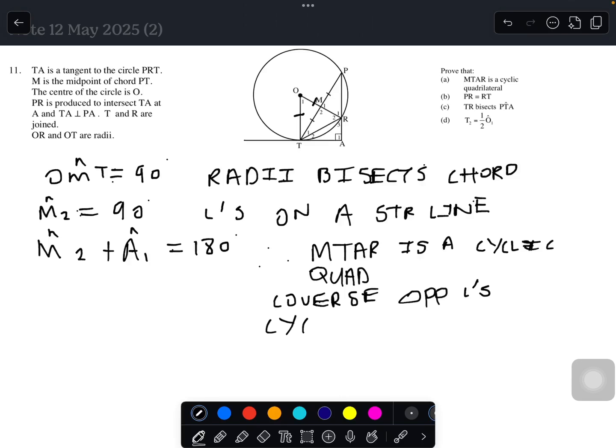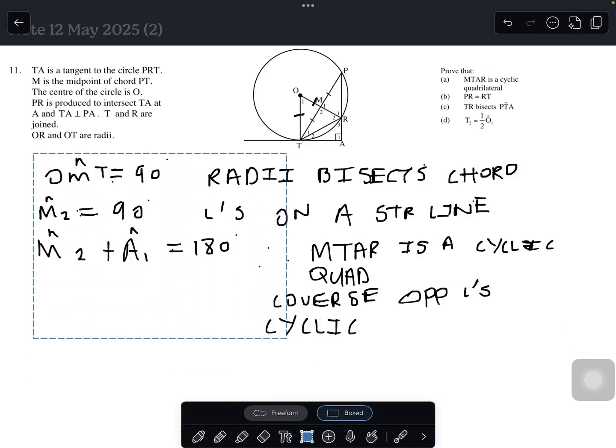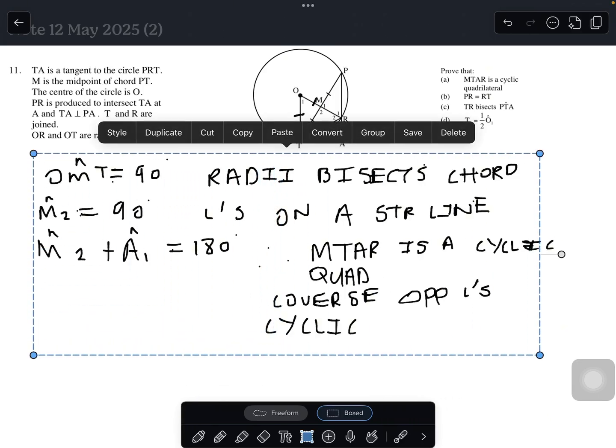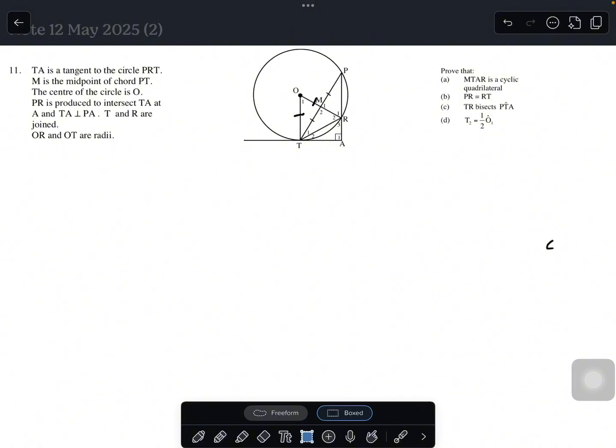Now, when you're doing these questions, it is also important to note that a previous answer can help you in the next answers, and we're actually going to use that in this question. So let's move on to the next one. We now know that that is a cyclic quad. You can mark it down on your diagram, and now we're moving on to PR equals RT.